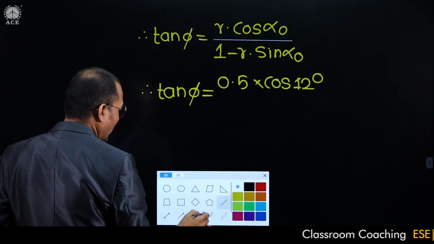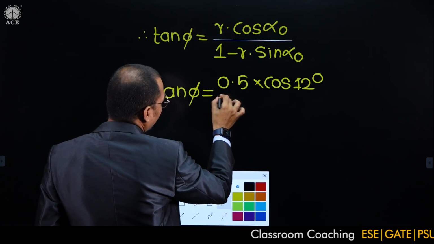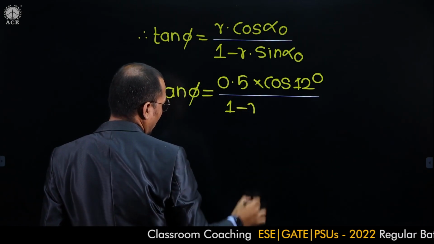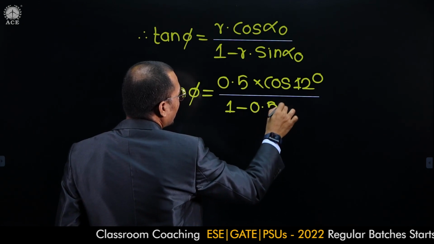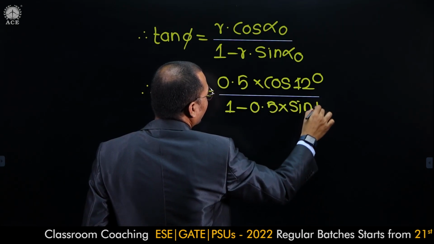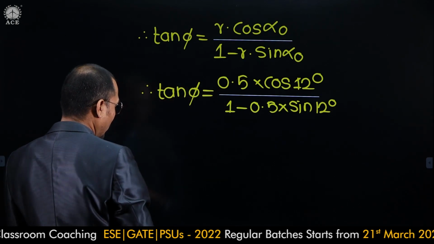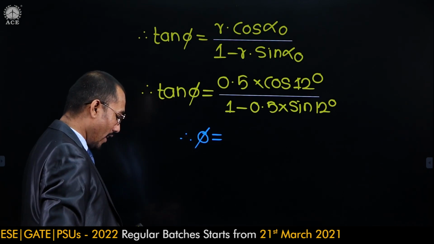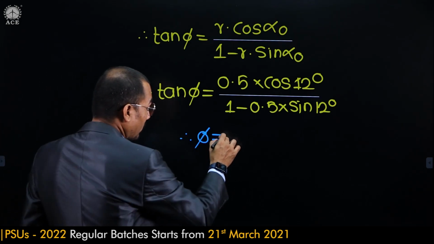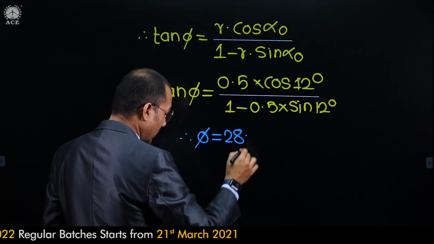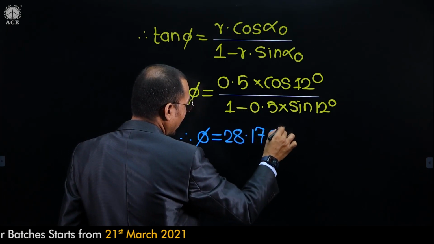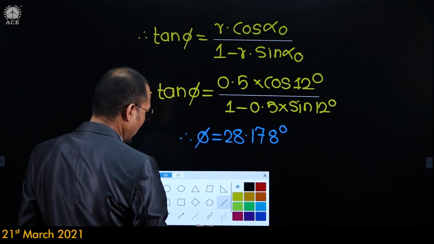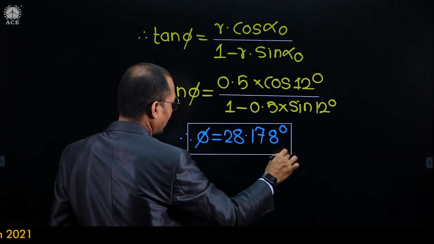Cos of 12 degree divided by 1 minus r, that r is 0.5, into again sine of alpha 0, that is 12 degree. And if we calculate this, we will get one answer that is exactly equal to phi. Shear plane angle phi by the given value is calculated, and the answer is coming 28.178 degree. So this is what exactly is done.